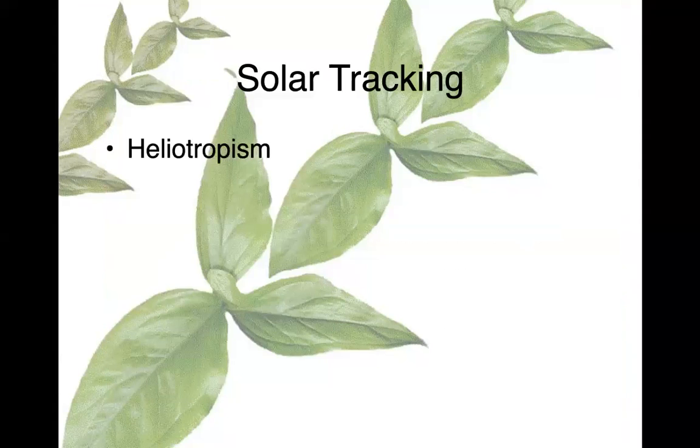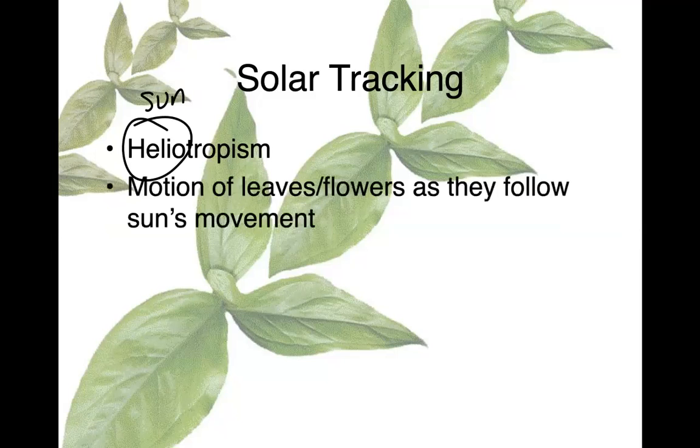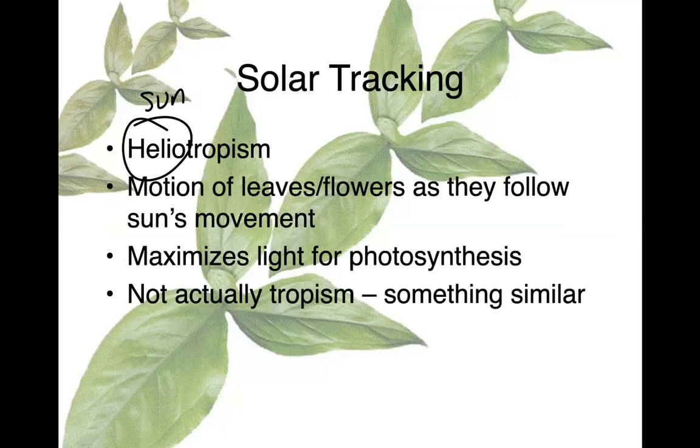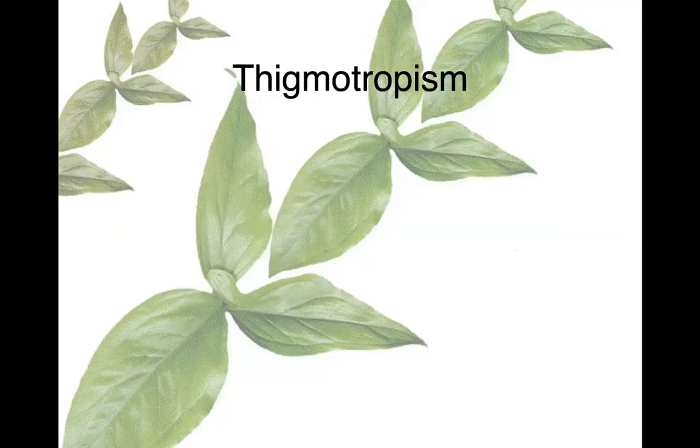Now there's something called solar tracking. It's also called heliotropism, helio meaning sun. You can see this especially in sunflowers as they follow the sun's movement throughout the day. This is to maximize the amount of light for photosynthesis. It's not actually a tropism, but it is something similar, even though we classify it as heliotropism.